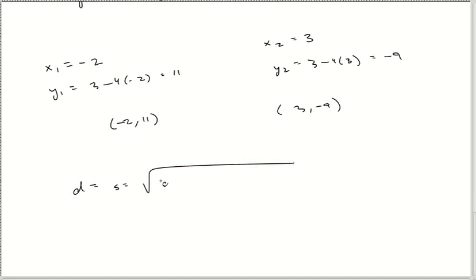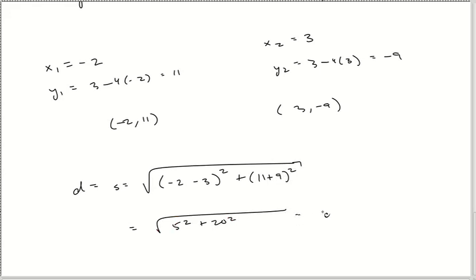And I want to find the distance between them. And so that's going to be the Pythagorean theorem stuff. So negative 2 minus the 3 all squared, 11 plus the 9 squared, 2 negatives make a positive, and blah, blah, blah, we get 5 squared plus 20 squared, the square root of 425, which ends up being 5 square root of 17. Cool. That's your answer. You're done. There's nothing else to do here.